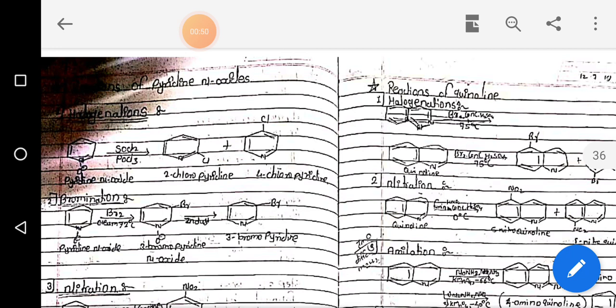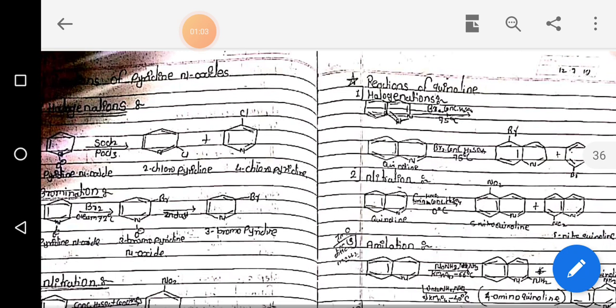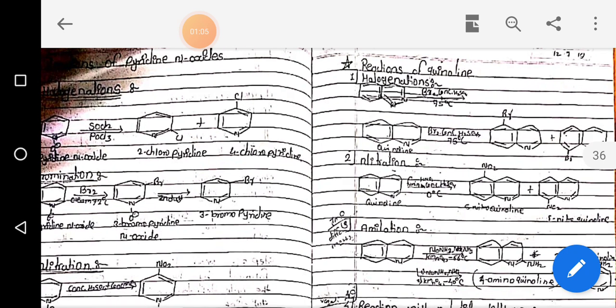benzaldehyde along with nitromethane. This method of preparation of the isoquinoline is called the Bischler-Napieralski synthesis, and the synthesis of quinoline is called the Skraup synthesis. So these two syntheses are the important parts.